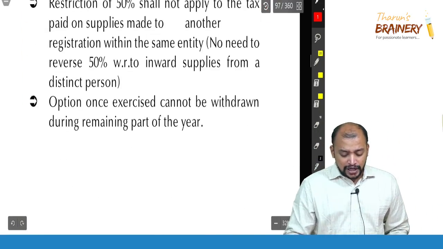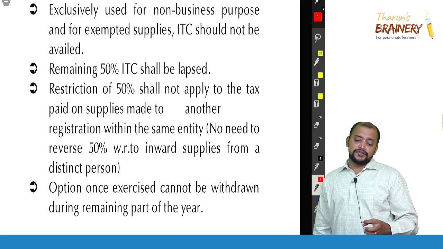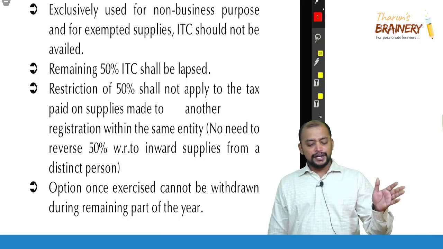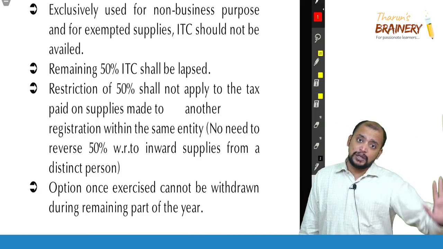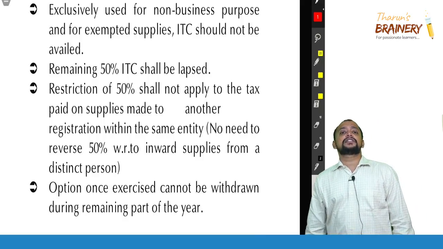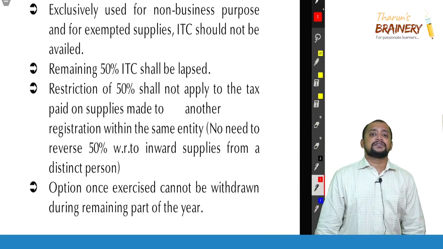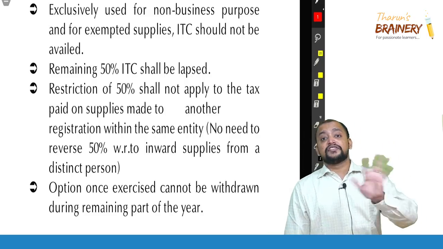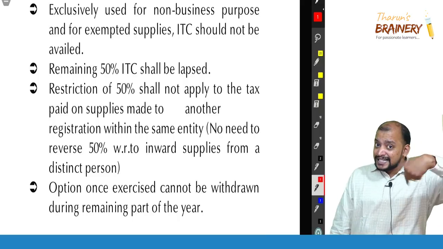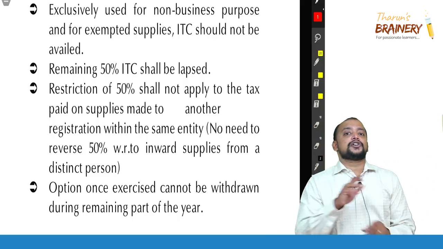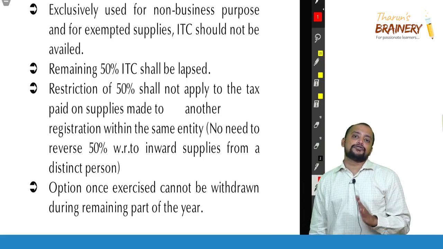But this option 2, ad hoc, has some special points, please see. First, if it is exclusively used for non-business and exempted supplies, ITC should not be availed. So the remaining 50% we should take and 50% will lapse. This restriction of 50% is not applicable in case of inward supply from a distinct person. For example, HDFC Bank Tamil Nadu is receiving service from HDFC Bank Karnataka. On that, the 50% reversal they don't have to do; they can take full credit, 100%, within the same entity. And option 1's exercise cannot be withdrawn during the remaining part of the financial year, meaning every financial year we need to decide whether to go for option 1 or option 2.